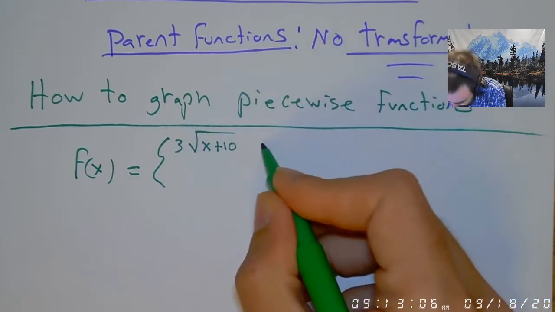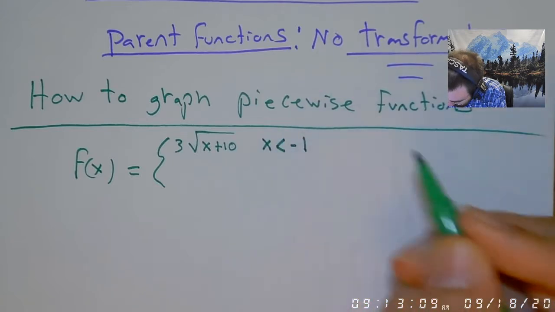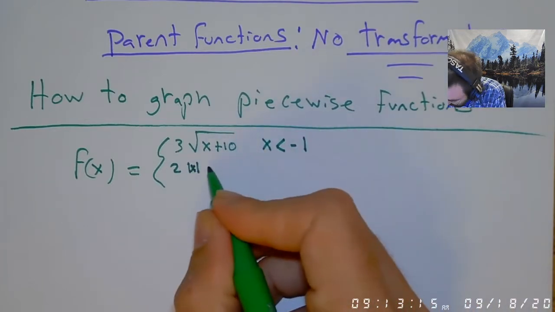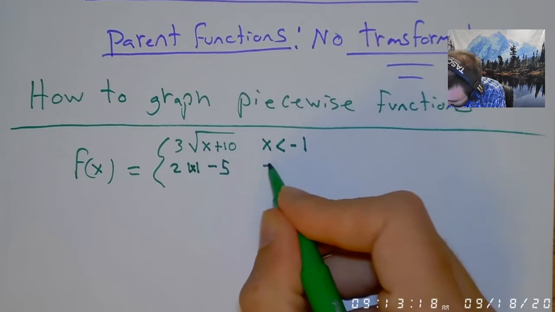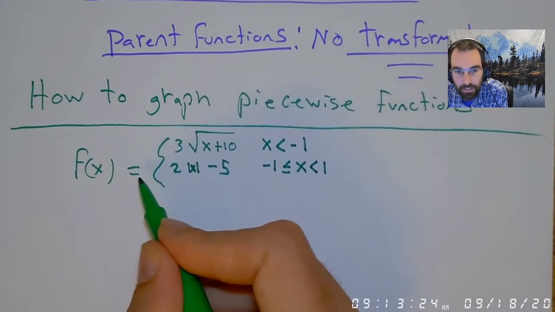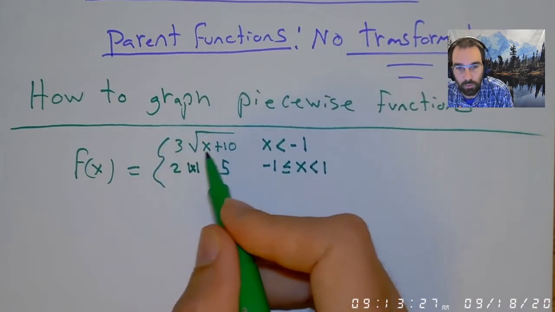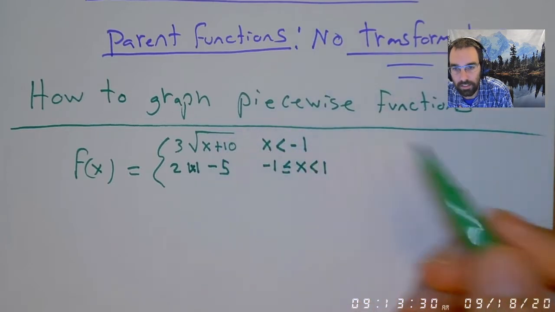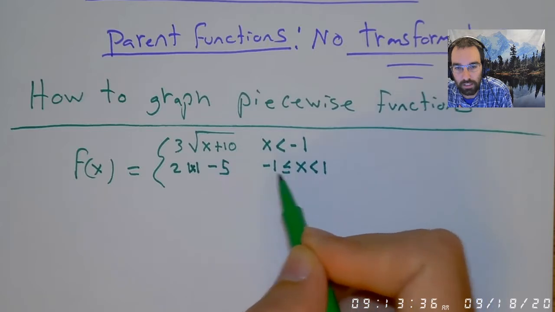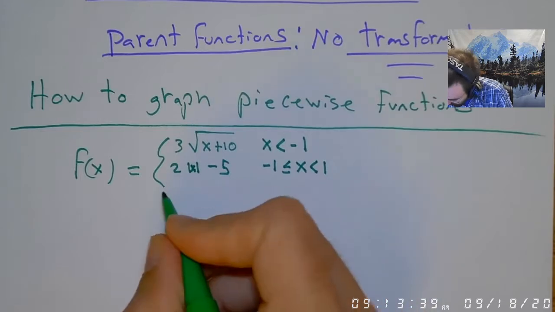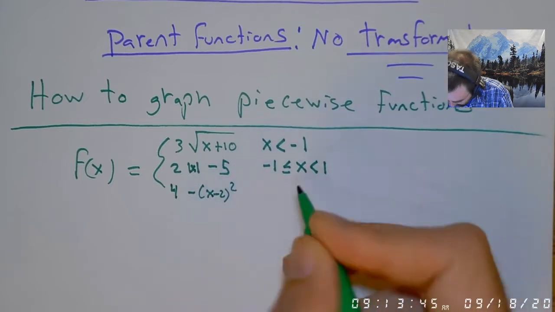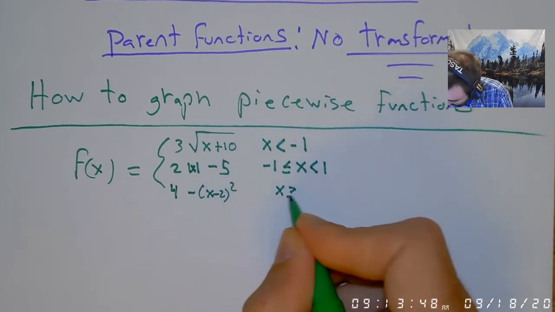Now, I really like this question that I am writing down because it has three different function families. So we have f of x is the piecewise function: 3 square root of the quantity x plus 10 when x is less than -1. We have 2 times the absolute value minus 5 when x is greater than or equal to -1 but less than 1. And then we have 4 minus the quantity x minus 2 squared when x is greater than or equal to 1.